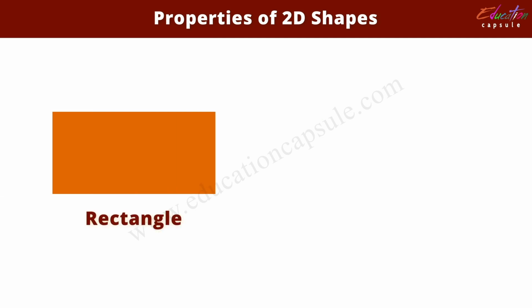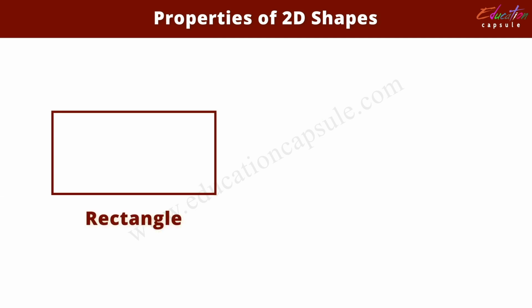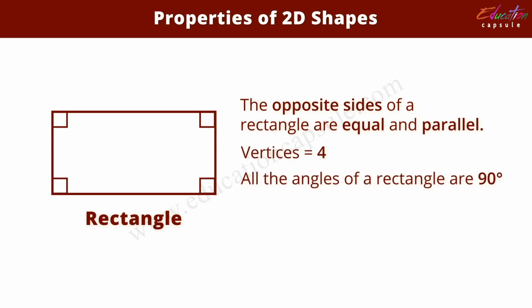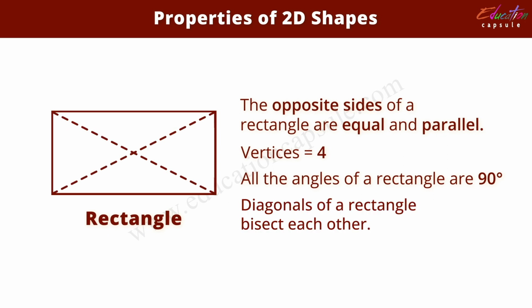Next is a rectangle. The opposite sides of a rectangle are equal and parallel. There are 4 vertices and all the angles of the rectangle are also 90 degrees. Diagonals of rectangles bisect each other.